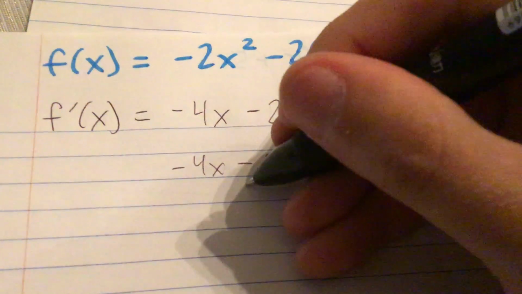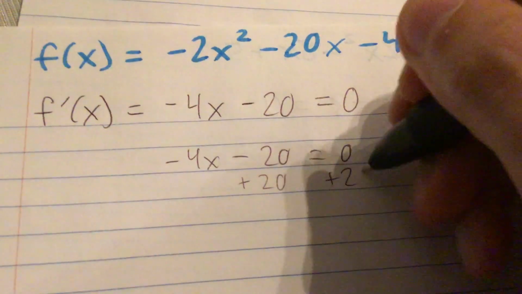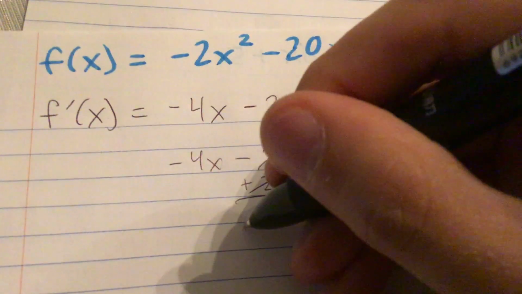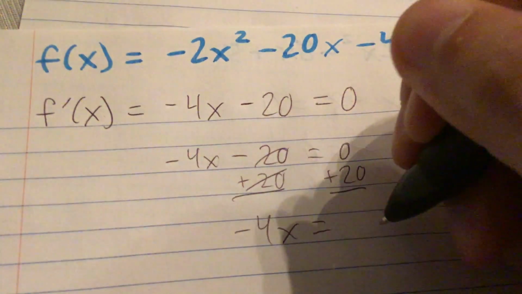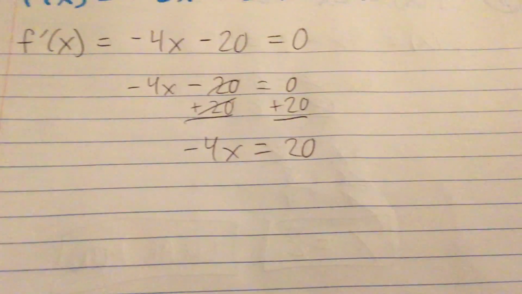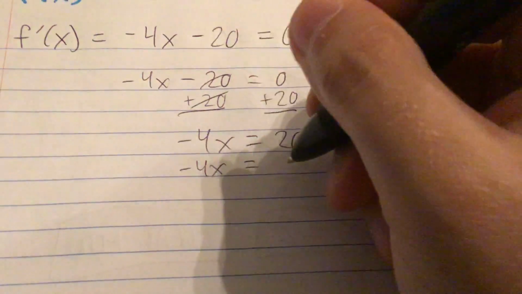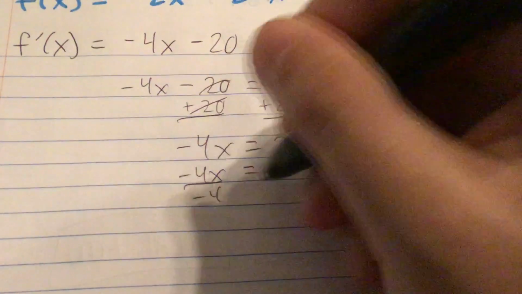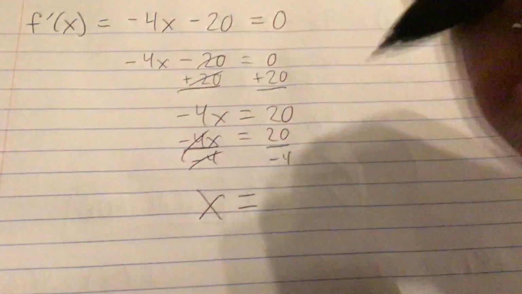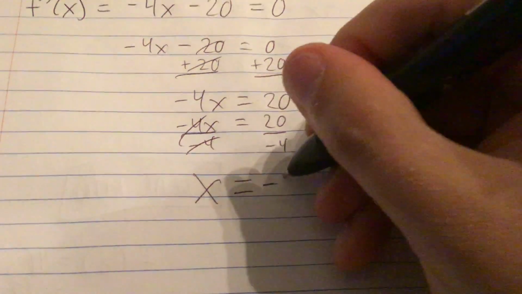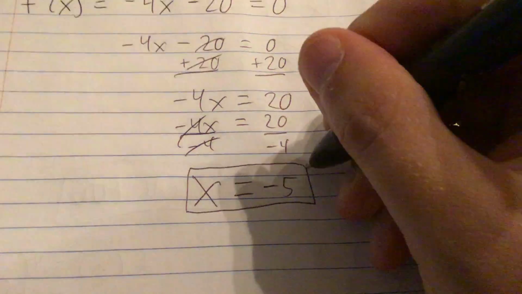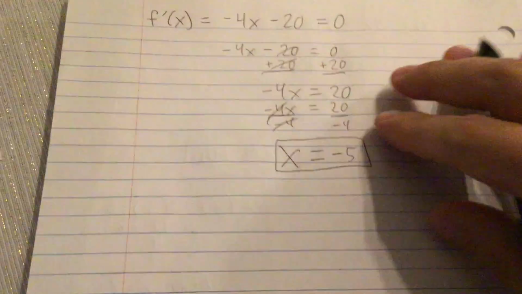So now I'm going to solve for x. I'm going to add 20 on both sides, business as usual. So negative 4x is equal to 20. Then I'm going to divide both sides of the equation by negative 4. Cancel out. Therefore, my critical point lies at negative 5. So far, so good. So now I'm going to test it before x equals negative 5.